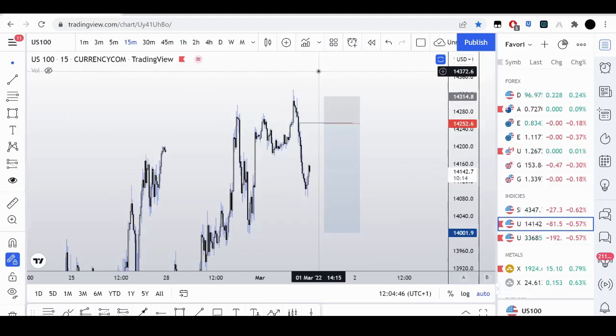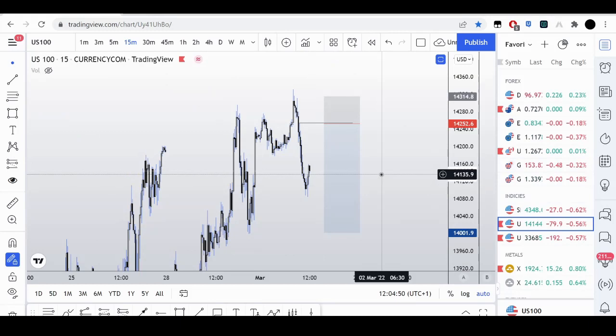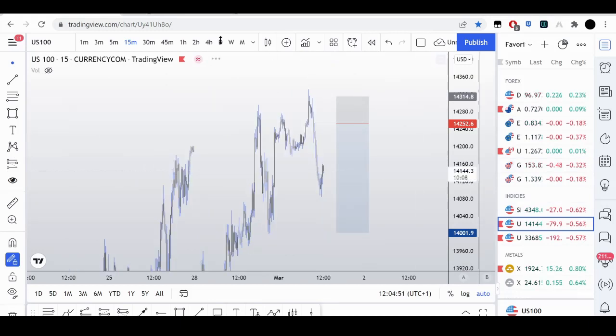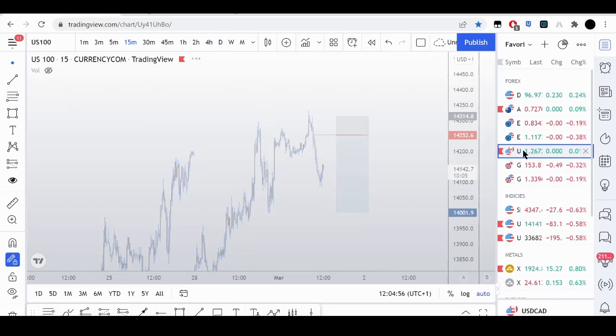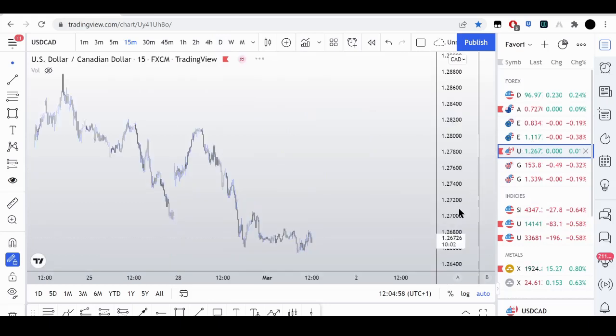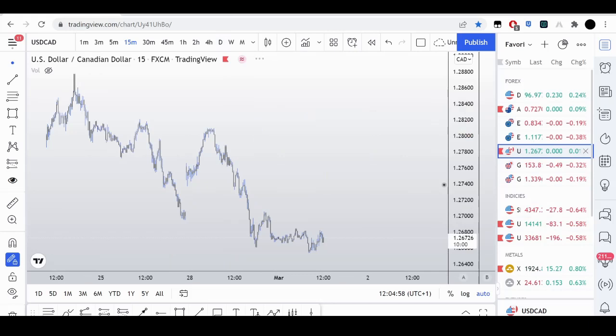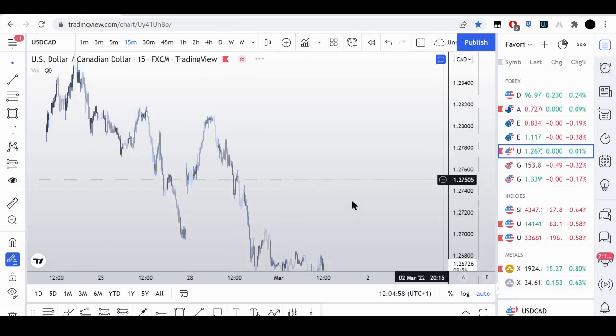All right, yo, what's good, y'all? We on to the next day. I'm looking to take a sell on US100. Let's go over a little bit of context. Actually, let's look at USD CAD real quick. So looking at USD CAD, we came down into that buy area that I was looking at.